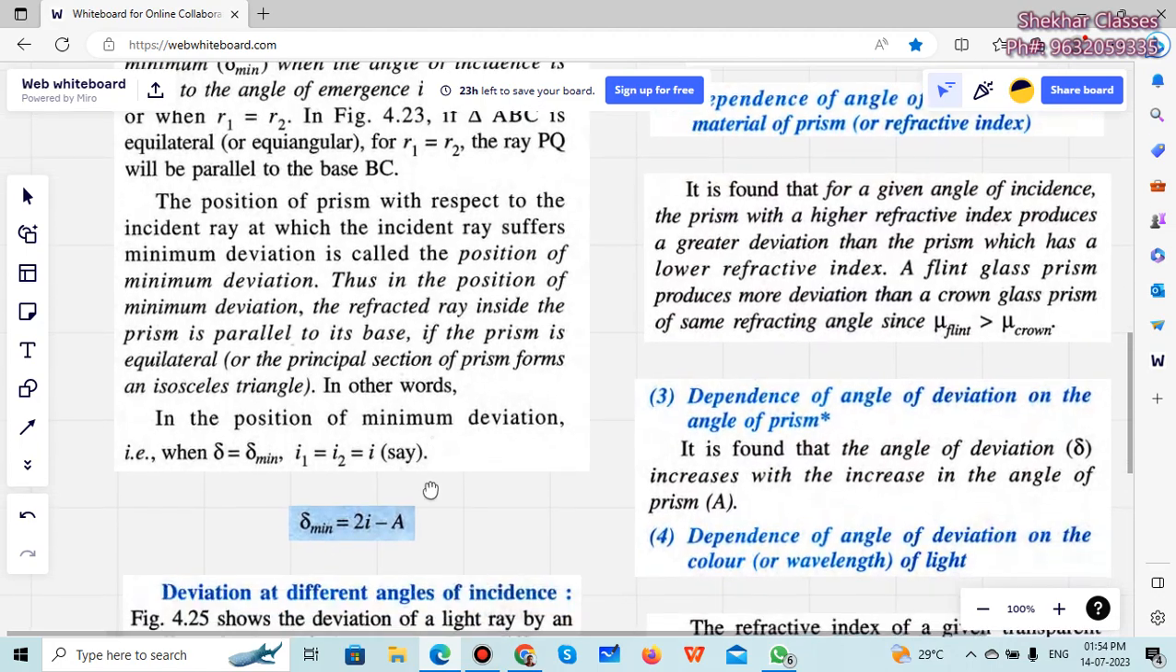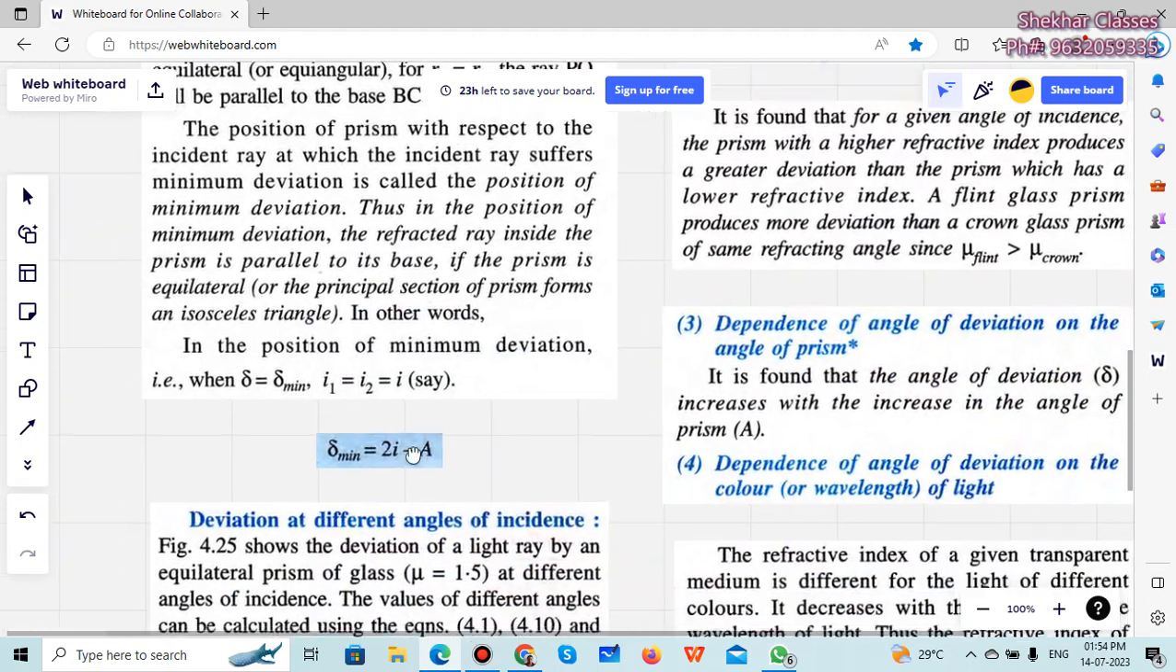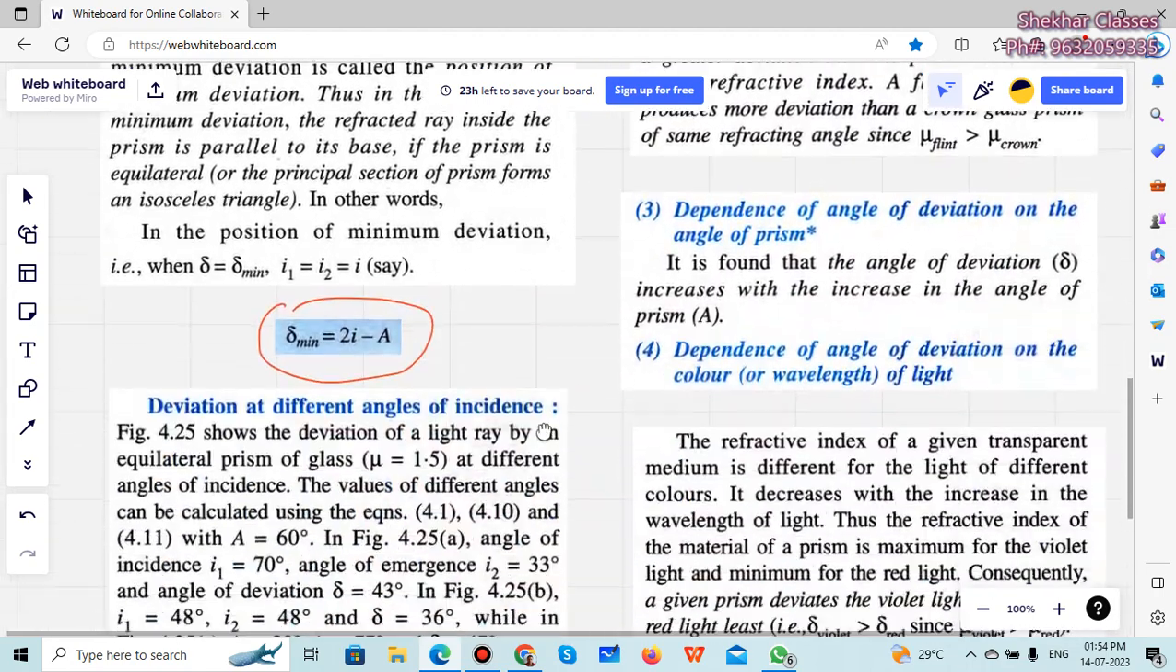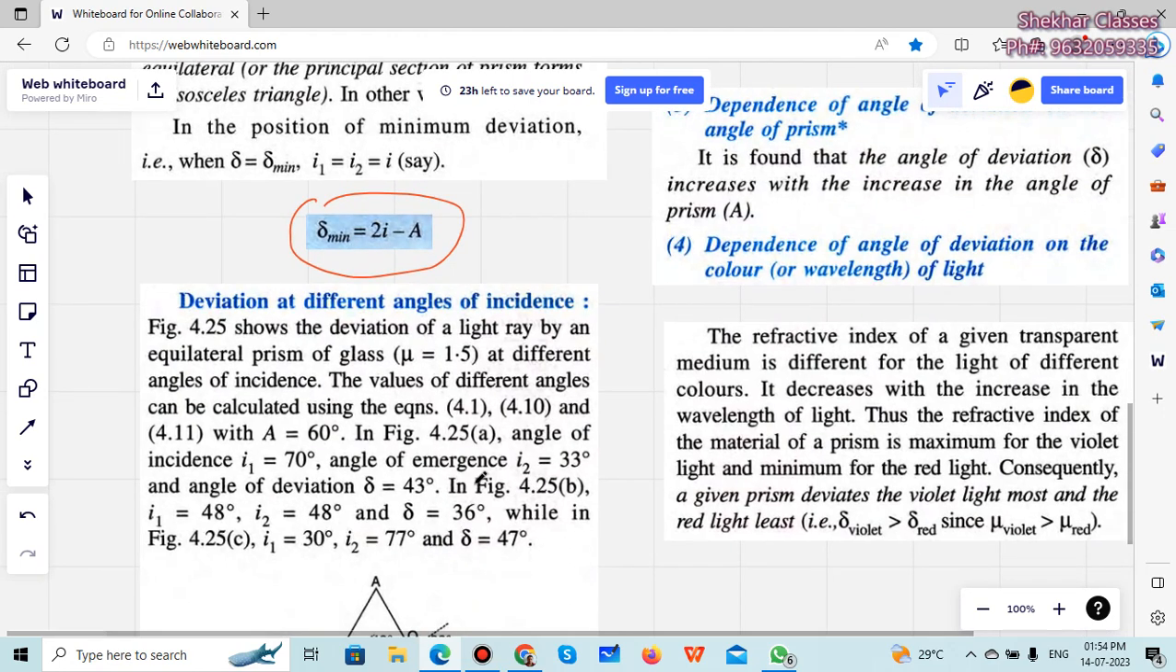In other words, this is the position of minimum deviation, where D is minimum and I1 is equal to I2. I mentioned that earlier. Now, deviation at different angles of incidence. Let's take an example.